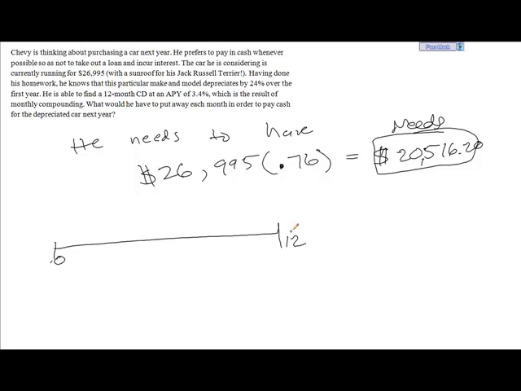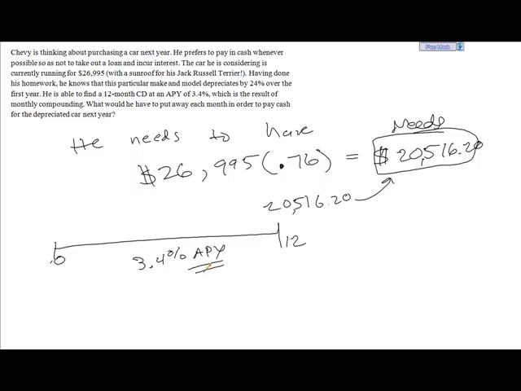Okay, so we have that he wants to have an inflow of $20,516.20 from this CD after 12 months in order for him to be able to just take it and pay off this car. So he hasn't purchased it yet, but he's just saving up his money. And he's going to put away monthly at 3.4% APY. Now here's our first problem.